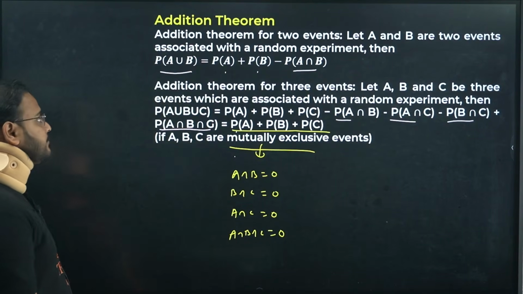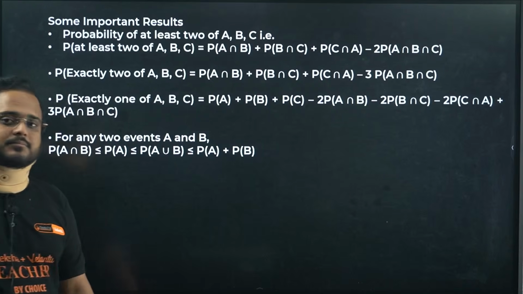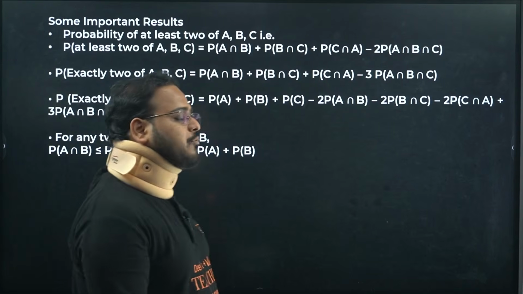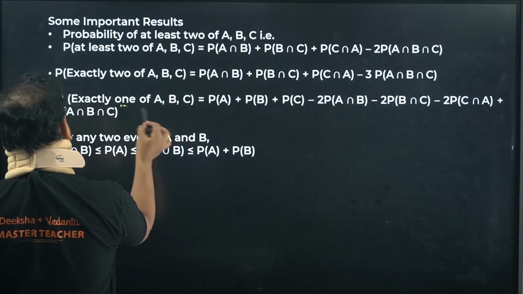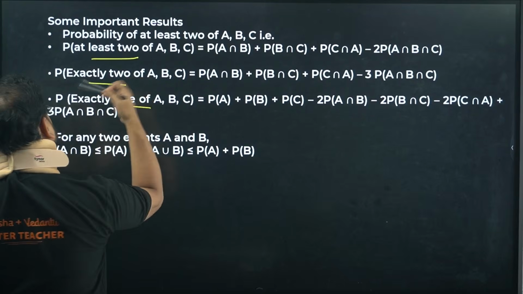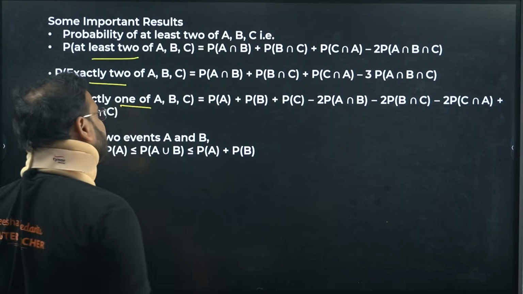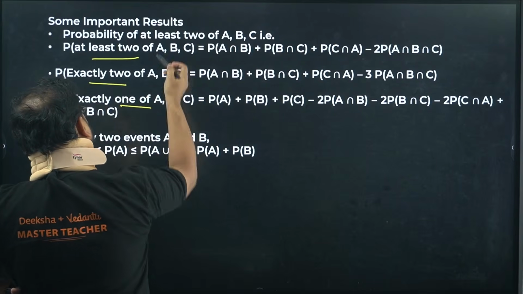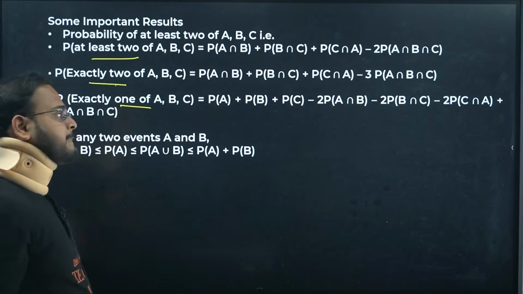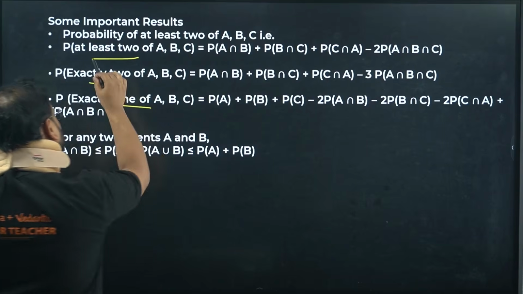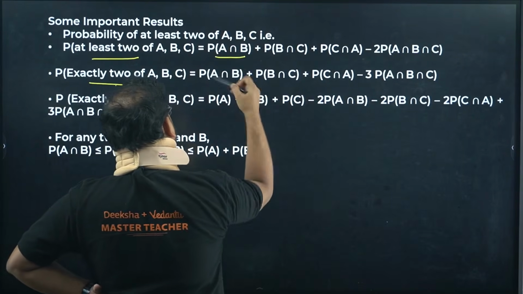Okay. Next. Important results when you take 1 at a time, 2 at a time and 3 at a time. Basically, when you take exactly 1, exactly 2 and more than 2, which is going to be 3 only. So at least 2 means 2 and 3. Exactly 2 means only 2 and exactly 1 means only 1.